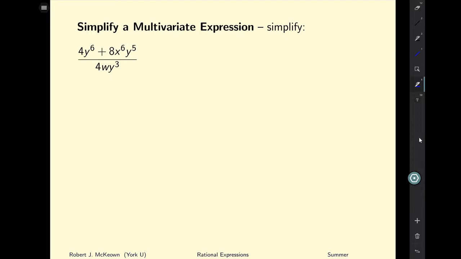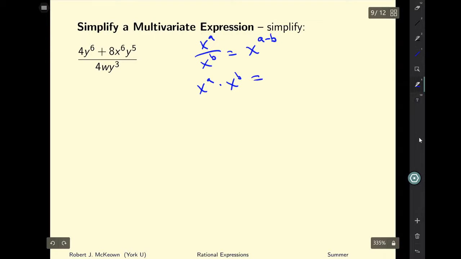Remember, our exponent rules said that if we have x^a divided by x^b, that's equal to x^(a minus b). And if we have x^a times x^b, that's going to be equal to x^(a plus b). And notice that the base is the same. To make this look a little bit clearer, I can divvy it up.